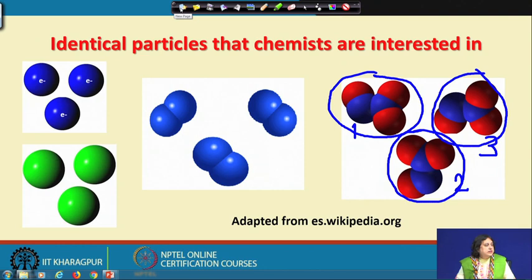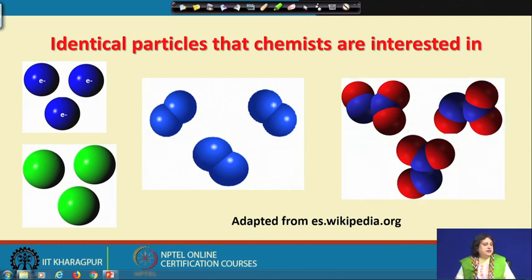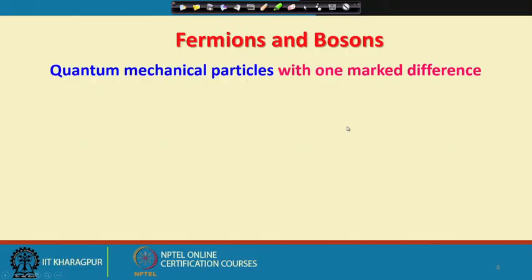As a result, I would say that in most of the systems that chemists deal with, we are dealing with identical particles. Therefore, in continuation of the previous discussion on how to characterize and count the number of microscopic states for a given thermodynamic condition, today we are going to pick up this problem of counting the number of microscopic states for identical particles. In this case there is a generic description that is found to be extremely useful.